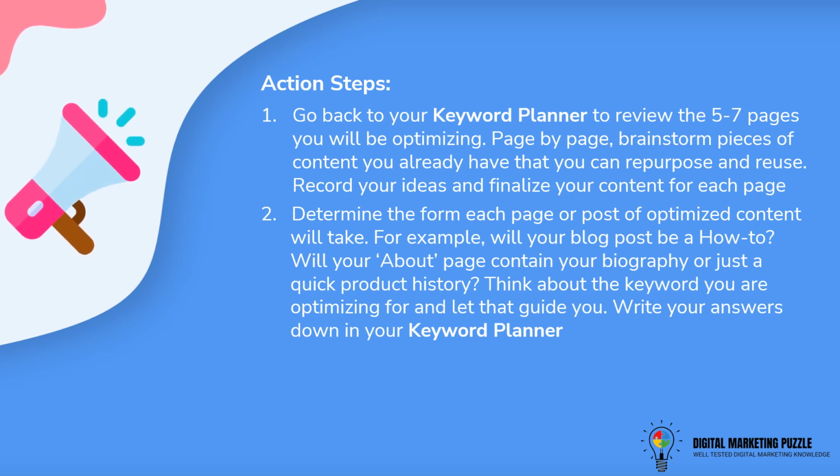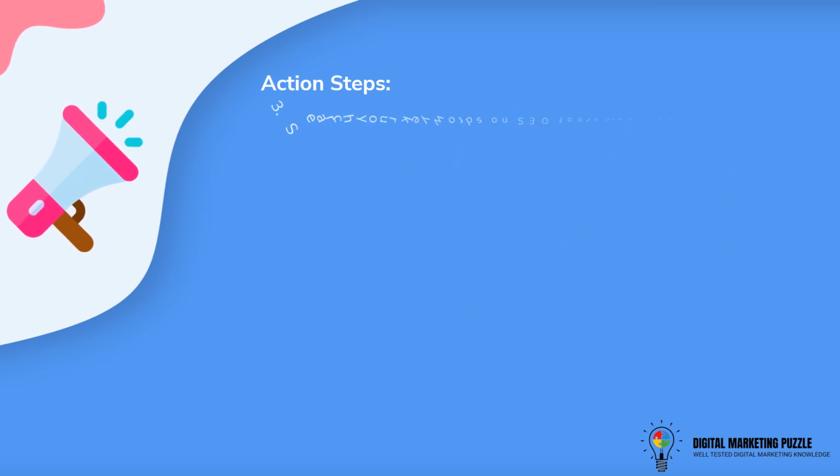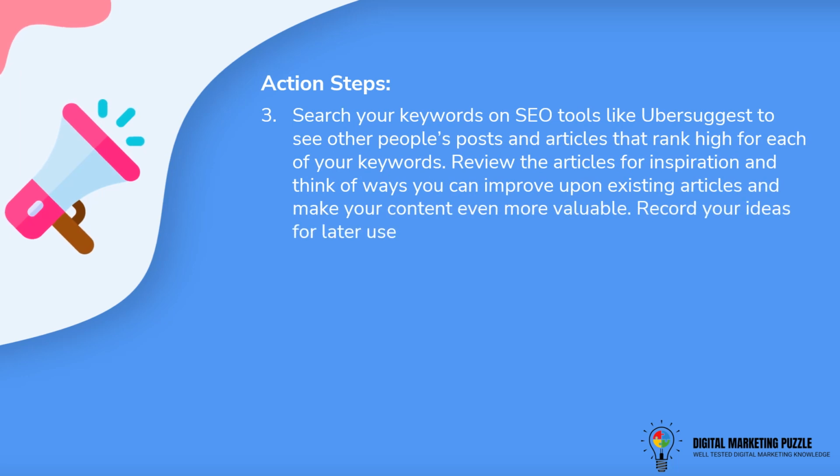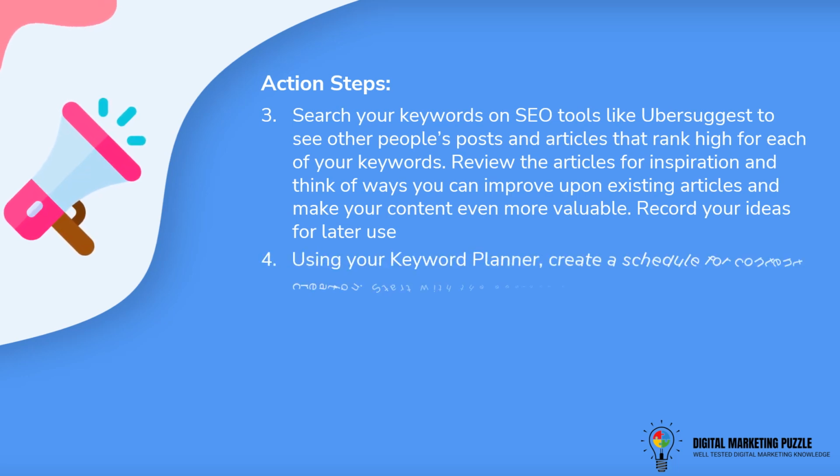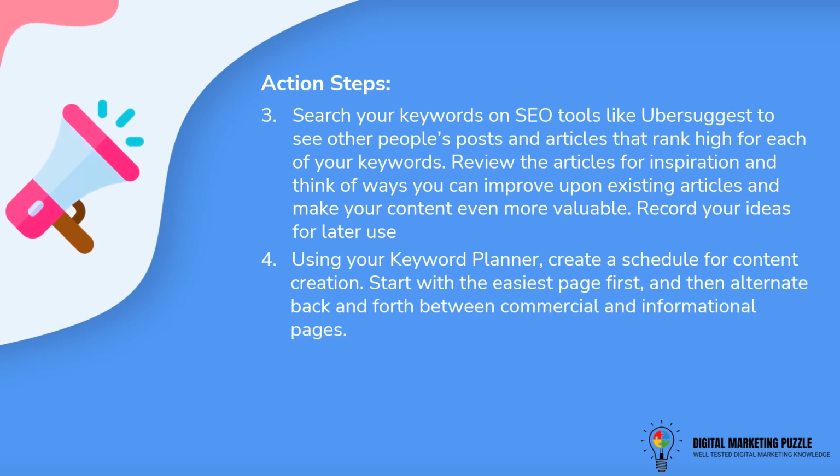Write your answers down in your keyword planner. 3. Search your keywords on SEO tools like Ubersuggest to see other people's posts and articles that rank high for each of your keywords. Review the articles for inspiration and think of ways you can improve upon existing articles and make your content even more valuable. Record your ideas for later use. 4. Using your keyword planner, create a schedule for content creation. Start with the easiest page first, and then alternate back and forth between commercial and informational pages.